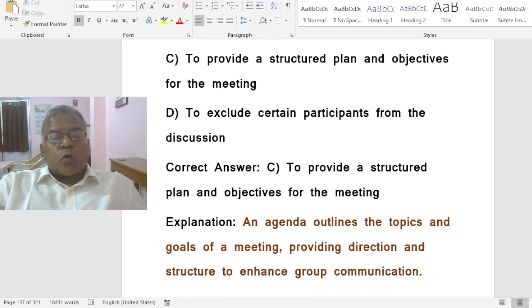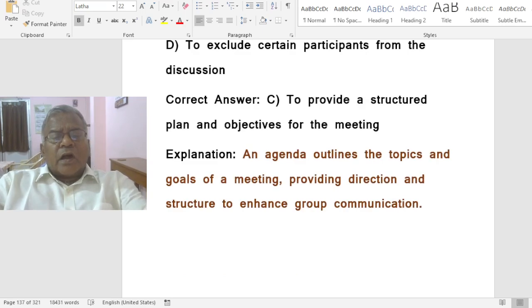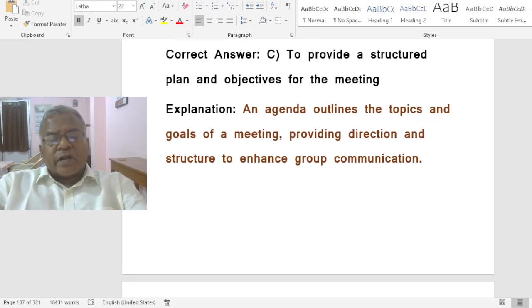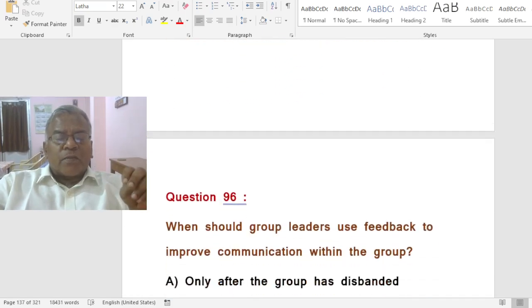That is to provide a structured plan or objectives for the meeting. That is called agenda, no? Agenda means nothing but providing a structured plan and objectives for the meeting. An agenda outlines the topics and goals of a meeting, providing direction and structure to enhance group communication.